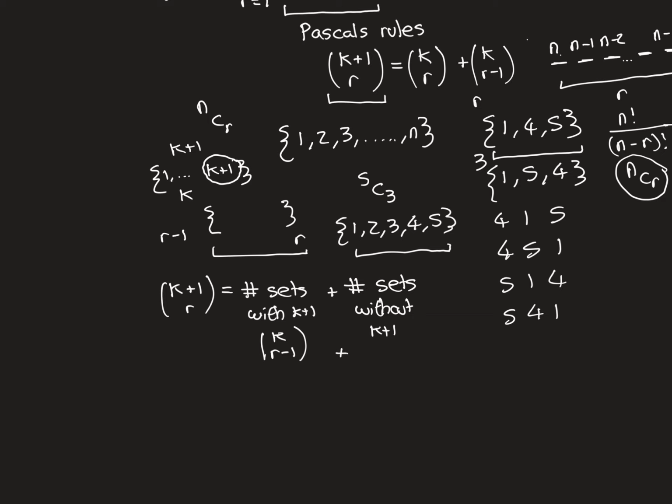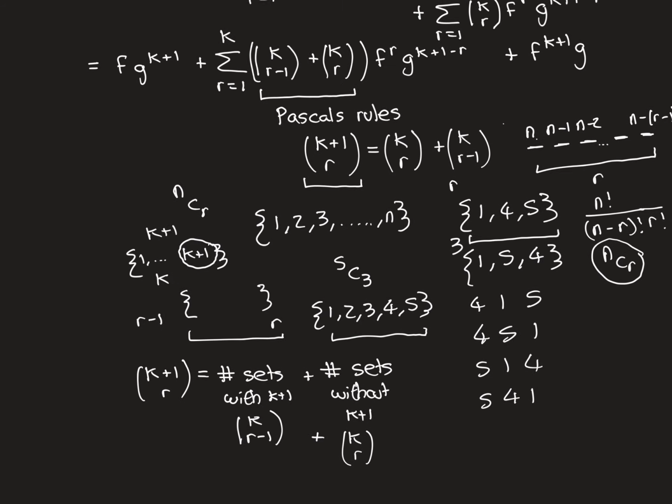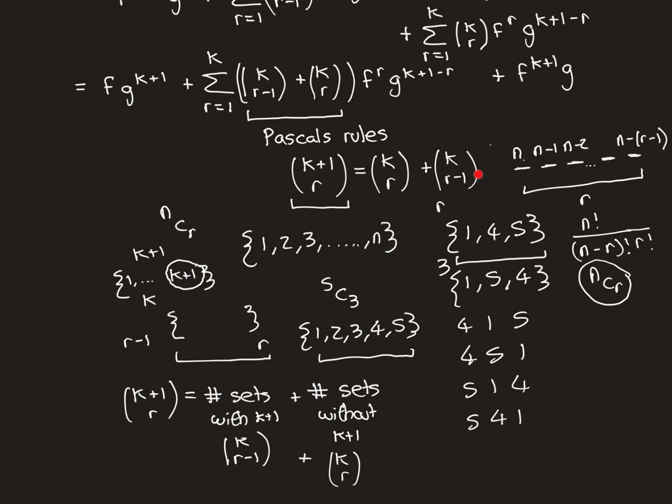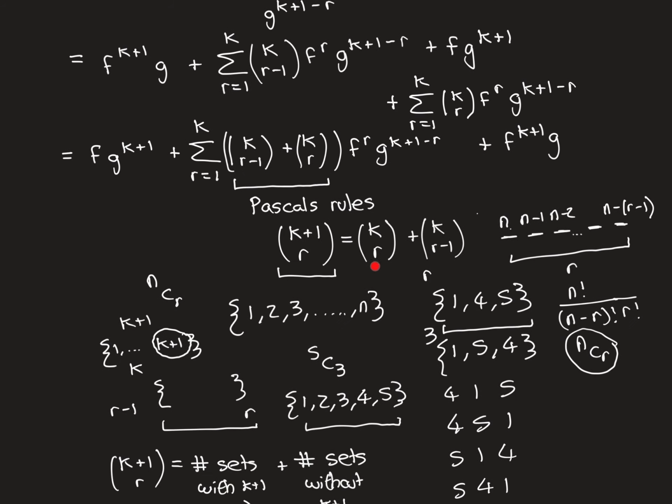And then sets without k plus 1, so in this case you're not going to have that element, and you need to select all r elements from what's left. So it's going to be k choose r, which is the number of ways of taking r things from the set of k things. So that's why this is true. Very beautiful combinatoric argument, and that's much easier to remember than the algebraic manipulation that shows you that this is true. But you can also do it by the algebraic manipulation, and it's not a difficult algebraic manipulation at all.